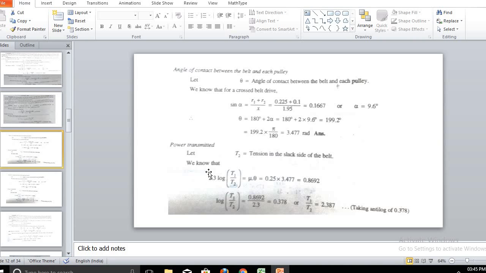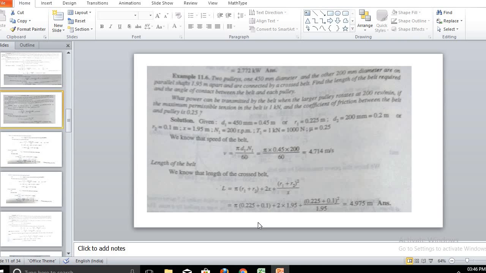So here, by considering this, the angle of contact theta we can calculate as 180 degree plus 2 alpha, and we have calculated it here. For power transmitted we have to know T1, T2 and V. V you can calculate as pi d1 N by 60.